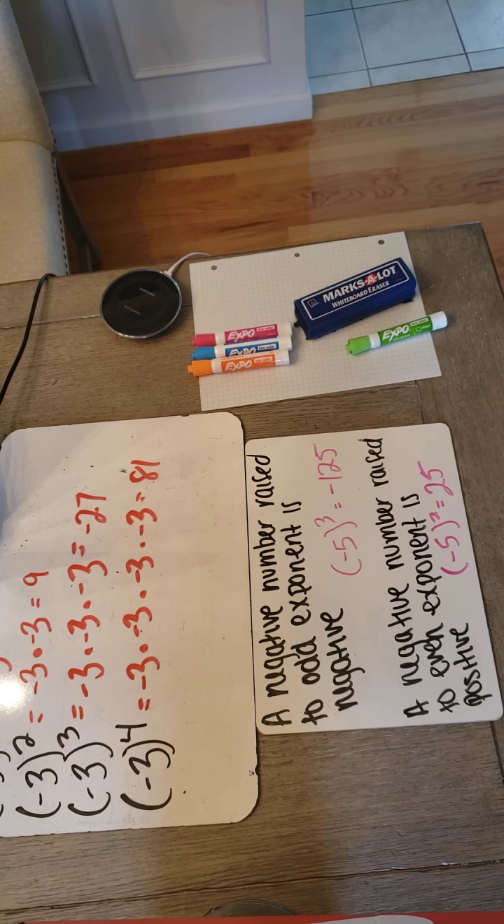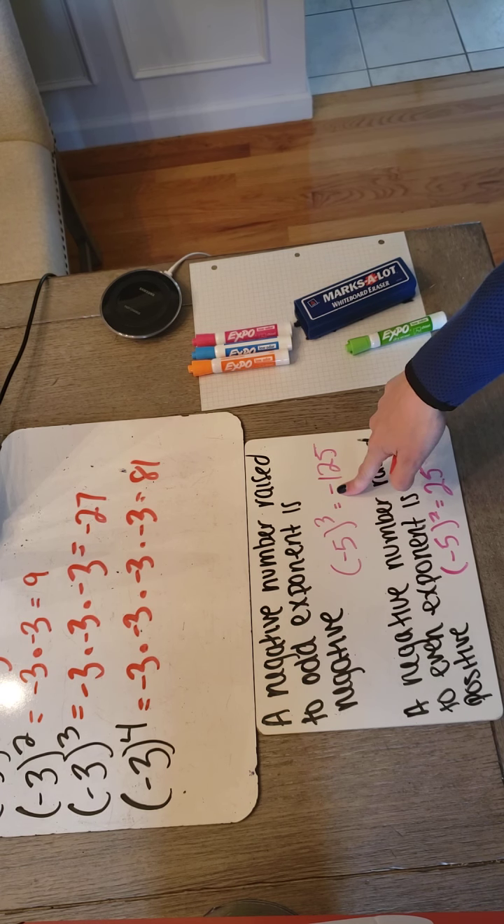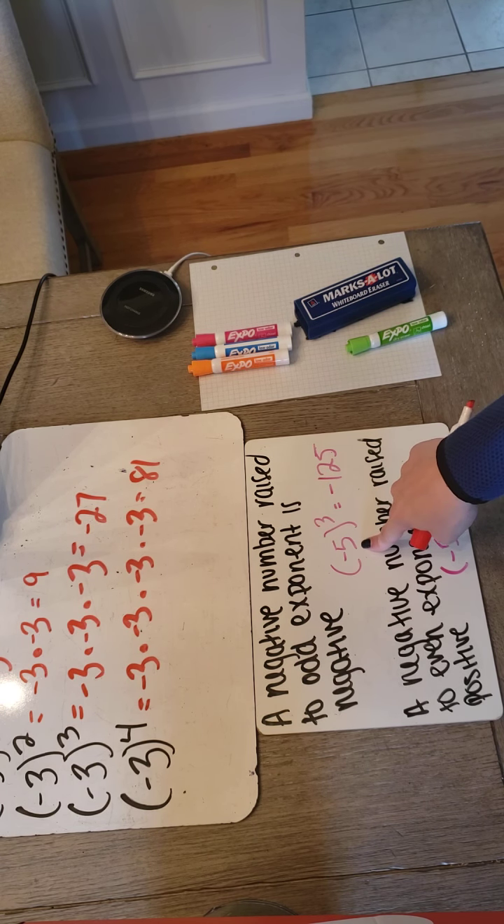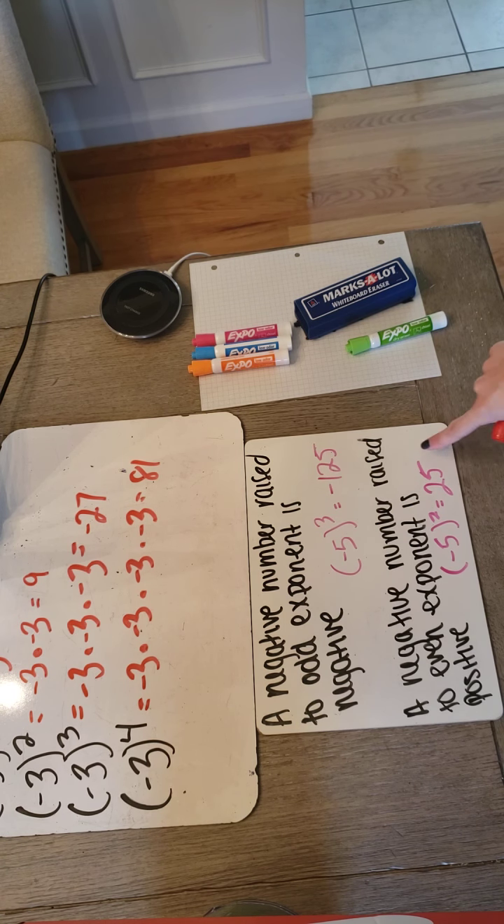A negative number raised to an odd exponent is going to be negative. So if you had like negative 5 to the 7th, you know your answer is going to be negative. If you have negative 5 to the 13th, your answer is going to be negative. A negative number raised to an even exponent is always going to be positive.